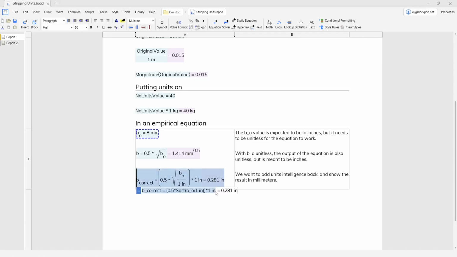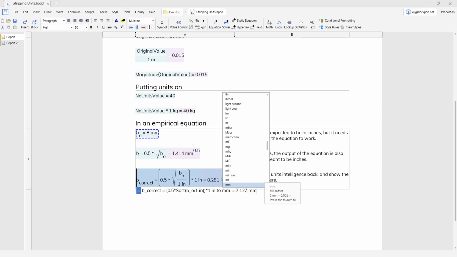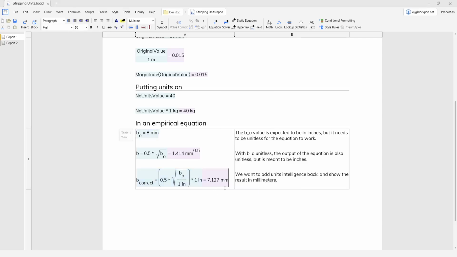Finally, to show it in millimeters, we're going to do regular conversion in Blockpad. So we're going to type the keyword 2 and then for millimeters and press enter. And so now we've got our answer in millimeters.